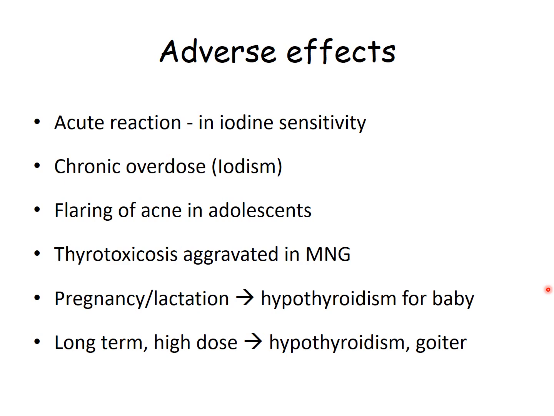And sometimes thyrotoxicosis can be aggravated in MNG, multinodular goiter. In some cases there is a chance of overproduction of thyroid hormones, which leads to thyrotoxicosis. And with chronic use in pregnancy or lactation, it can lead to hyperthyroidism for the baby. Also when used for a long term at a high dose, again it can lead to hypothyroidism and goiter.